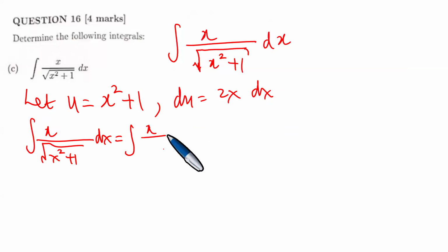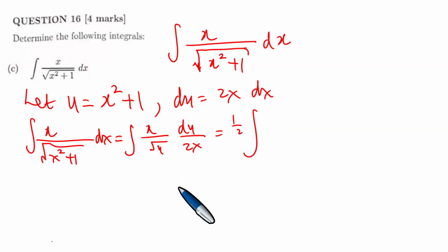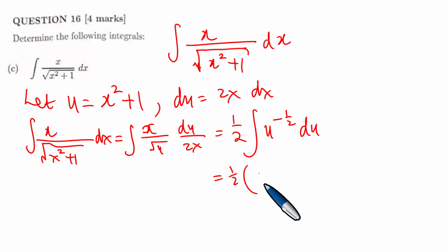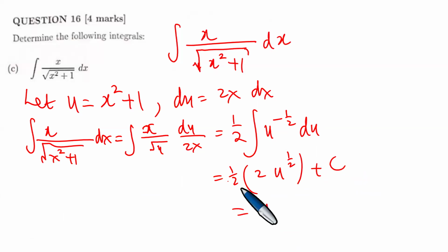The dx is du over 2x, so we have 1/2. The x cancels the x, and we're able to get 1/2 and then u to the minus 1/2 du. And therefore, this is u to the 1/2 over 1/2 plus c. The 2 cancels the 1/2, giving us u to the 1/2. And therefore, the answer here is the square root of u plus c.